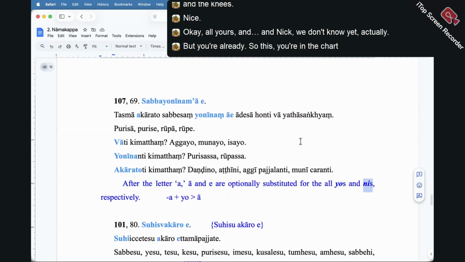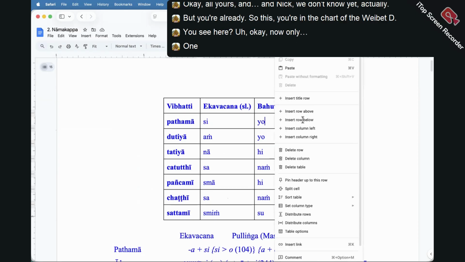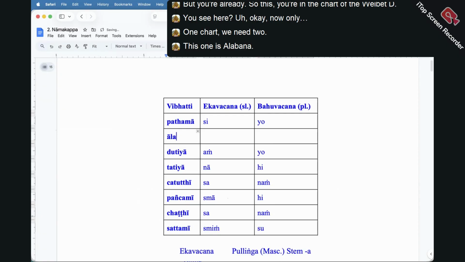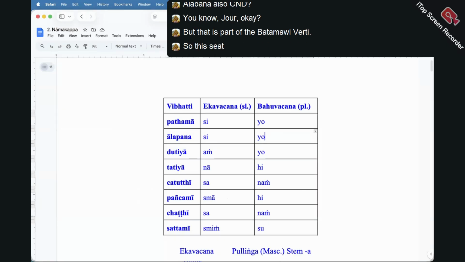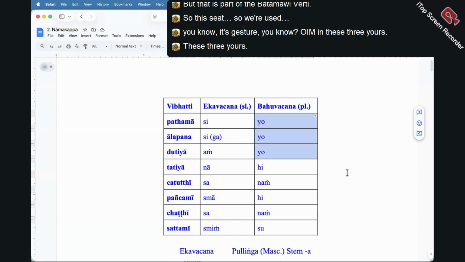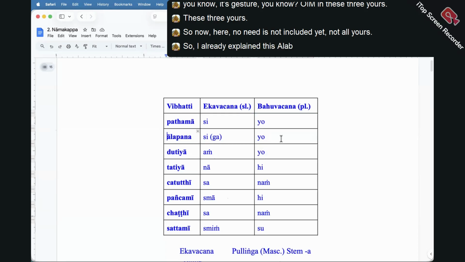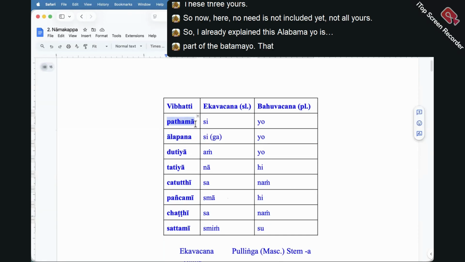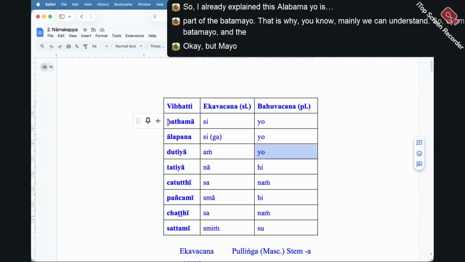But you already know this yo in the chart of the Vibhati, you see here. Okay, now only one chart we need. So this one is Alabana. Alabana also has the yo. But that is part of the Patama Vibhati. So all yo means these three yos. Here Ni is not included yet. I already explained, this Alabana yo is part of the Patama yo. That is why mainly we can understand: all yo means Patama yo and the Dutiya yo.